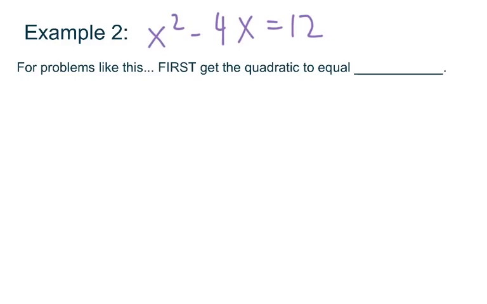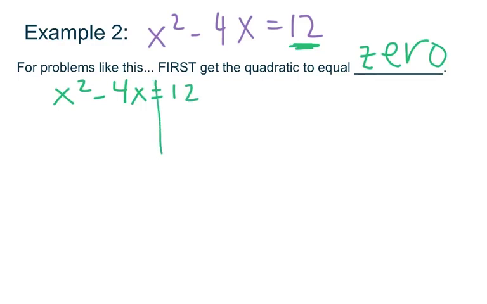Alright, so for problems like this, x squared minus 4x equals 12, we have to first get the quadratic equation to equal 0. And how do we do that? Well, we have to get rid of this 12 and move it to the other side. So draw our line. How do I move this 12? Well, opposite operation, minus 12, minus 12.